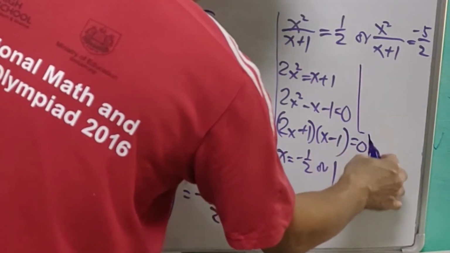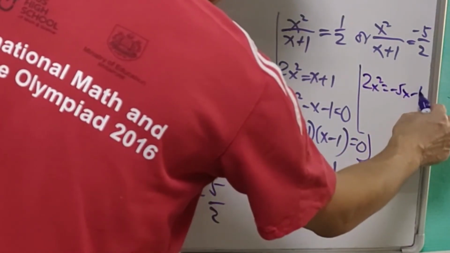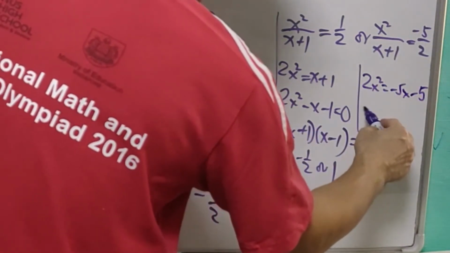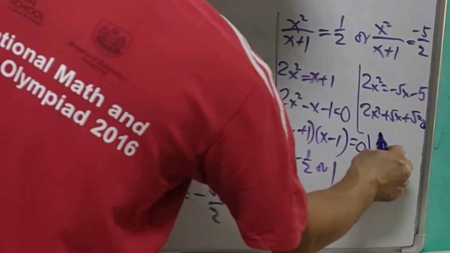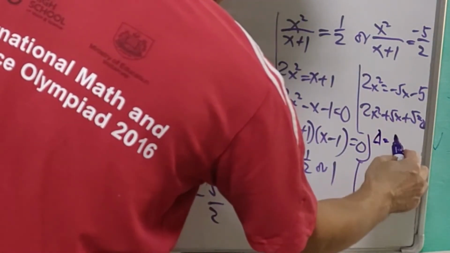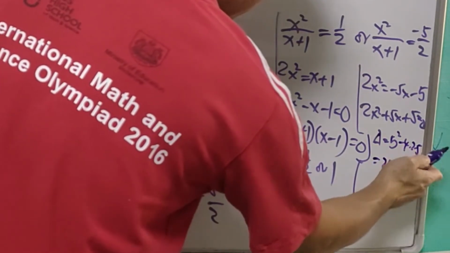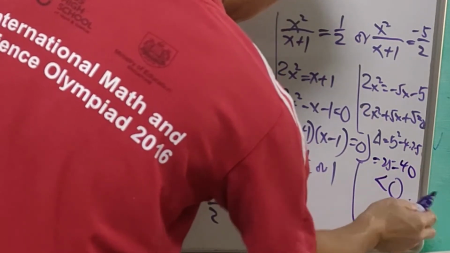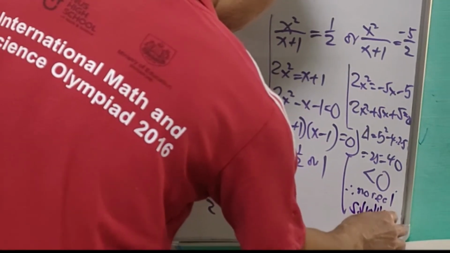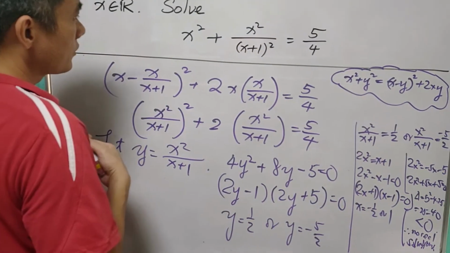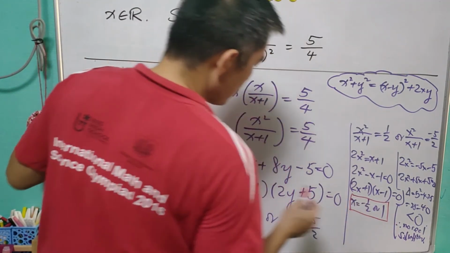For the other case, this will be 2x squared equals negative 5x minus 5, and this is 2x squared plus 5x plus 5 equals 0. Note that the discriminant equals b squared minus 4ac, that is 25 minus 40, and that is a negative value. Since the discriminant is less than 0, there is no real solution. Okay, so the real solutions for this equation are x equals negative half or x equals 1.